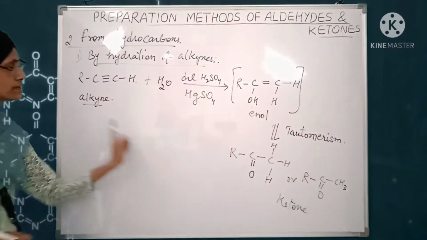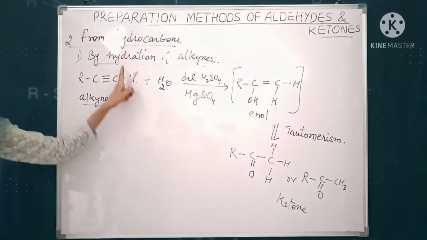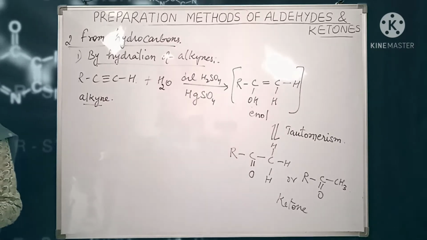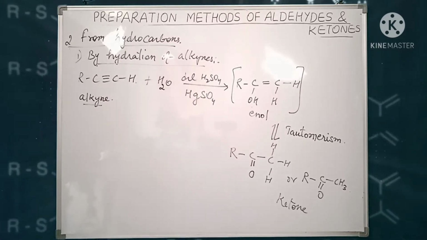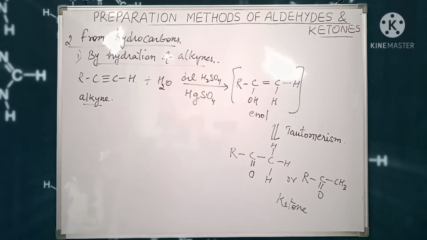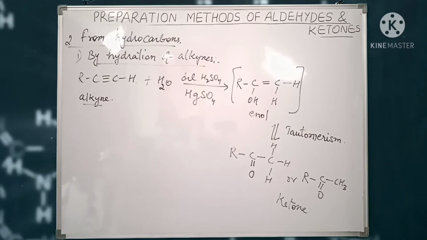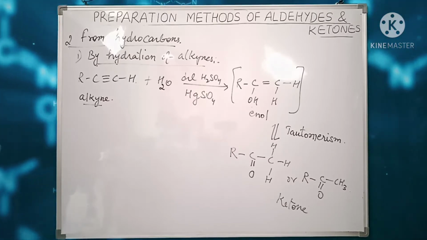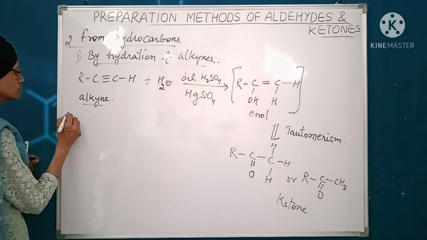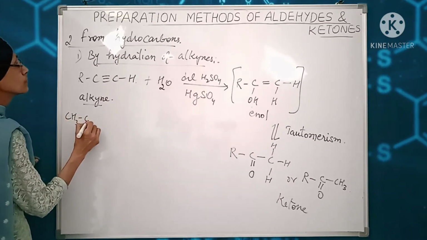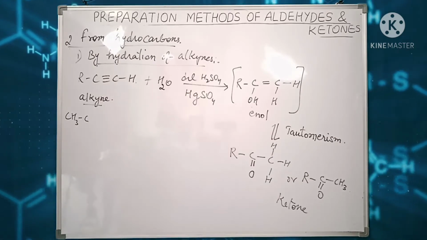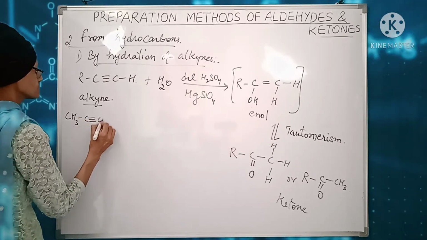That means alkynes can be changed into ketones by their hydration in the presence of mercury sulfate and dilute sulfuric acid, which act as catalyst, and this happens through the formation of an enol intermediate. Here we are taking the example of propyne, which will be changed into propanone. This is propyne.